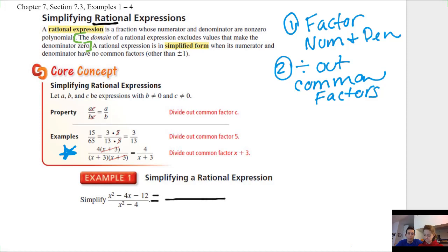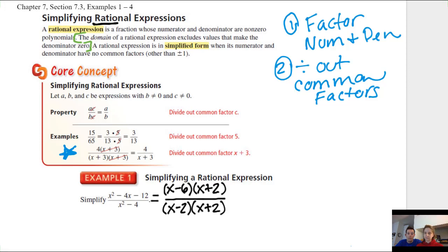Okay, so we're going down to example 1. Our first step is to factor the numerator and denominator. We'll factor the quadratic trinomial into x minus 6 and x plus 2. We'll check that that is correct. Negative 6 times 2 is the third term of negative 12, and negative 6 plus 2 is negative 4, the middle term. We'll factor the denominator into x minus 2 and x plus 2, as it is the difference of 2 squares. And we've just done step number 1.